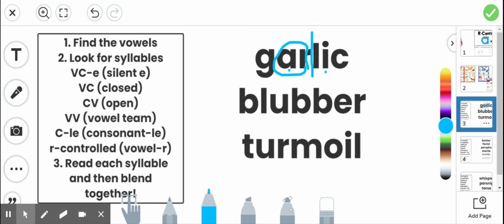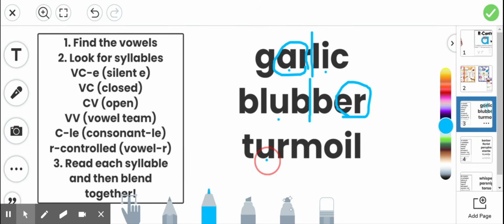So my first syllable would be gar, and then my next syllable is lick. Gar, lick, garlic. My next word has a U and an E, and I notice this E has an R, so that's an R-controlled vowel. In between our two vowels, we have two consonants. When this happens, I'm usually going to separate right in between the two consonants. So here I have blub, burr, blubber.